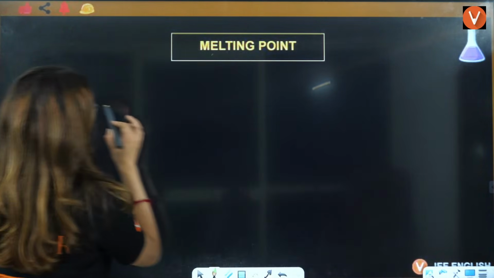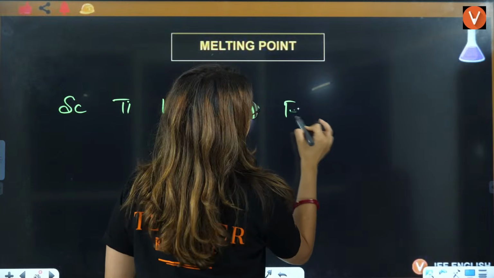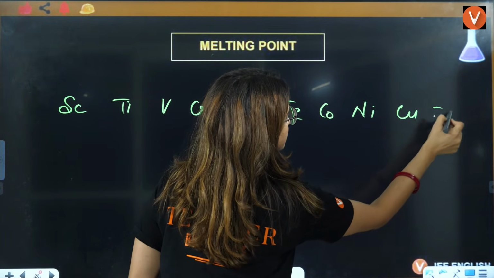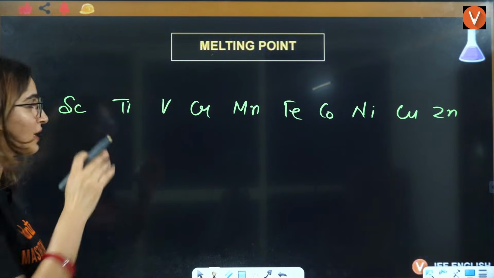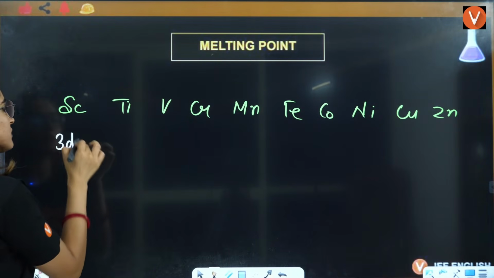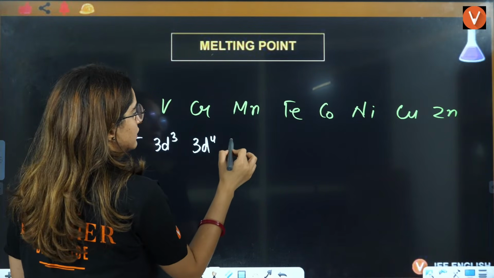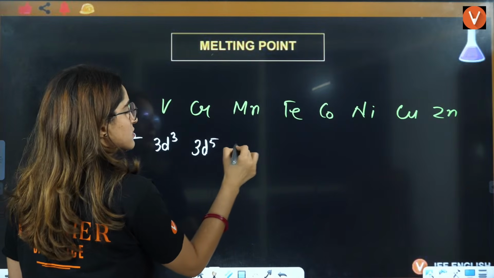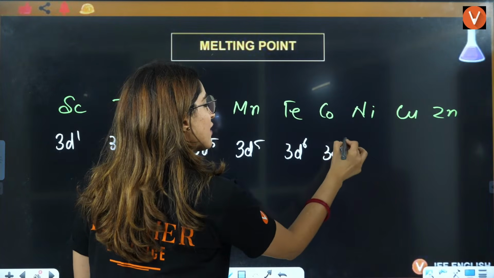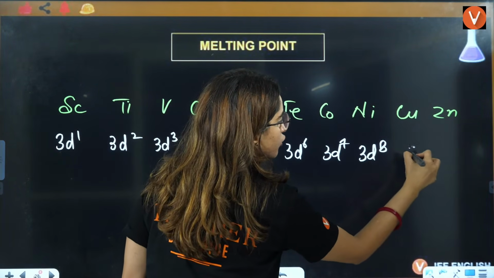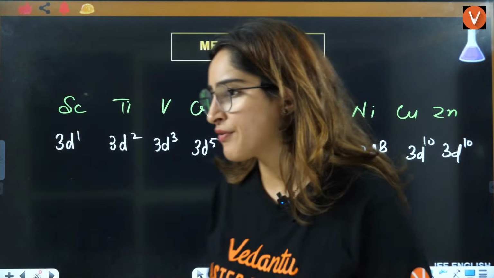Now, guys, let's talk about this. You have the first transition series. Now tell me one thing, what we had written here. This was supposed to be 3d1. This is 3d2. This is 3d3. This is 3d4. This is 3d5. This is 3d5. This is 3d6, 3d7, 3d8, copper is 3d10, zinc is 3d10. This is what we have.